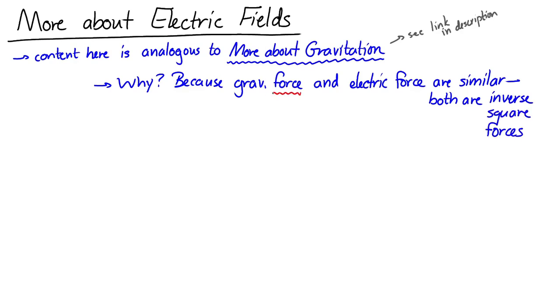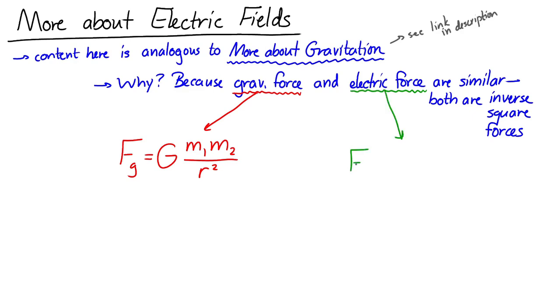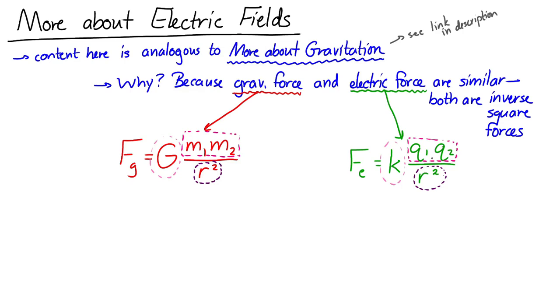So if I write down the force expression for gravitation over here and the force expression for electric force over here, you can see they have similar formats. There's a constant out front, here we have two masses, here we have two charges, and both of them are proportional to the inverse square of the distance between the two objects. So they have similar behaviors and we can treat them with similar concepts.